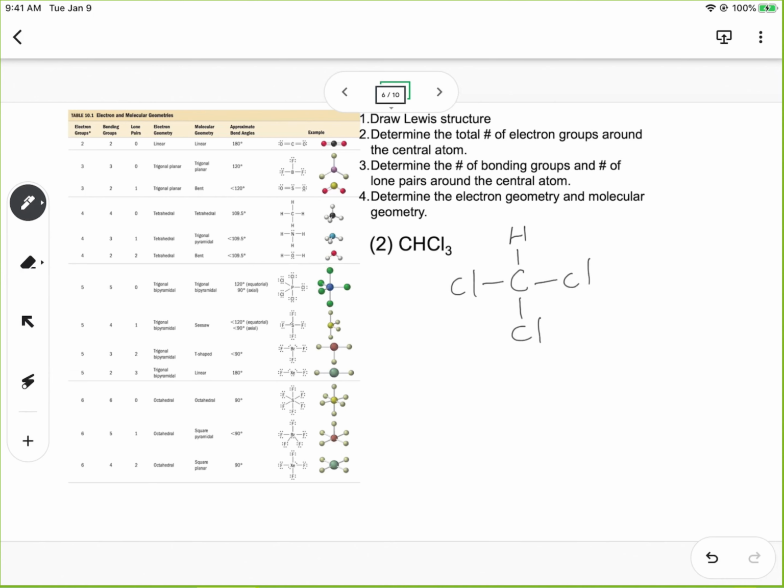Okay, now step 2, determine the total number of electron groups. Well, for the central carbon atom, you have 1, 2, 3, 4 bonds, no lone pairs. So the total number of electron groups would be 4. Number of bonding groups 4, and the number of lone pairs would be 0. So the code is 4, 4, 0. You can see that it's right here. Electron geometry tetrahedral, molecular geometry tetrahedral.